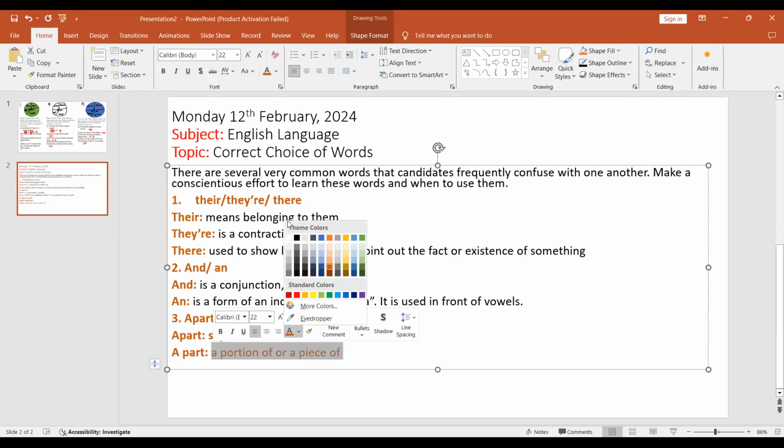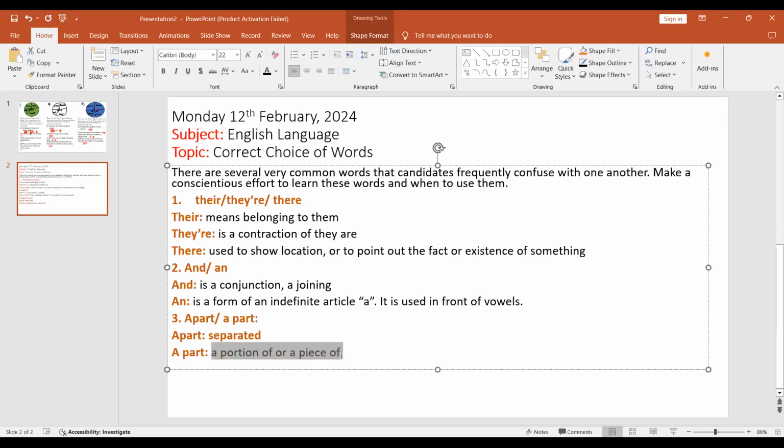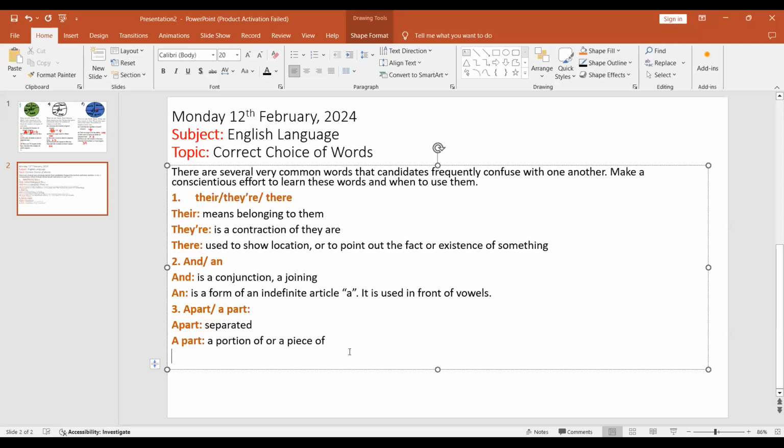A part of my car is missing. Very good. So that's a piece of a whole, right? Anyone else? Jemiah took a big part of my cake. She took a part of my cake. So it's a portion of the cake that was taken. Very good. All right. Let's use another one.